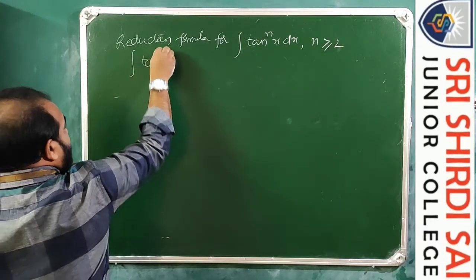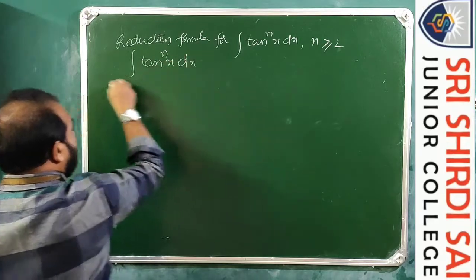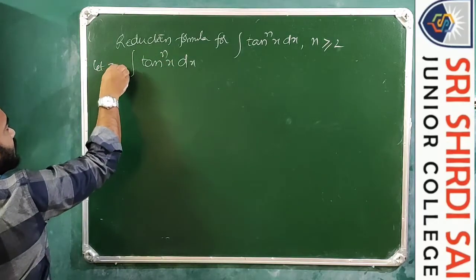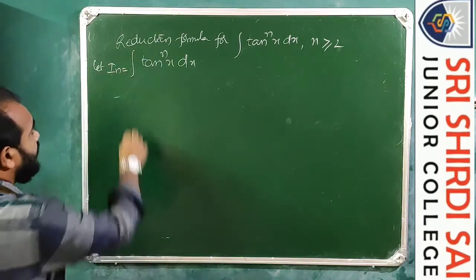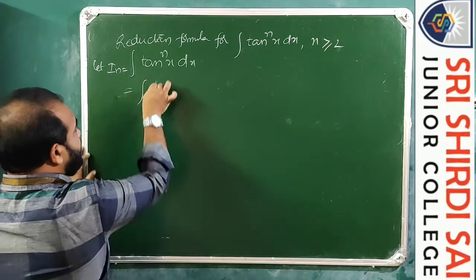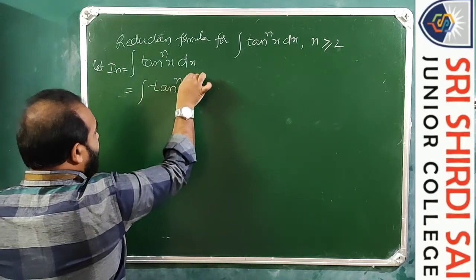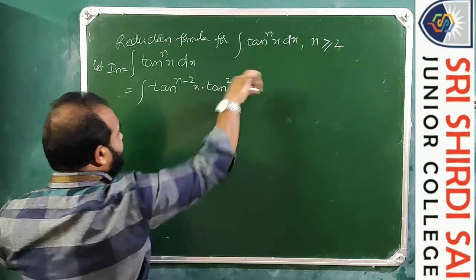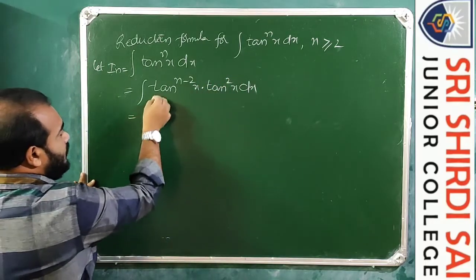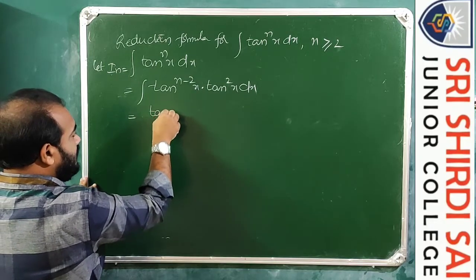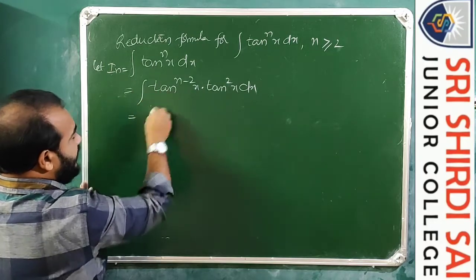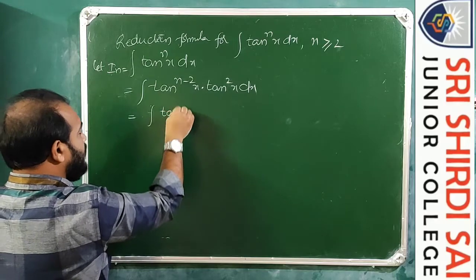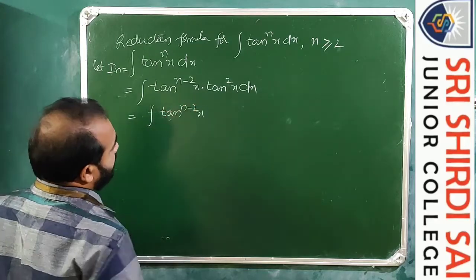Integral tan power nx dx. Let us suppose this to be In. So tan power nx dx, let us take it as tan power n minus 2x into tan square x dx. So this is the first function, and this can be written as integral of tan power n minus 2x.